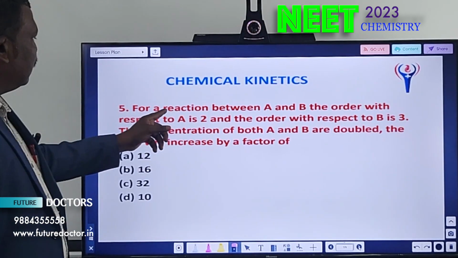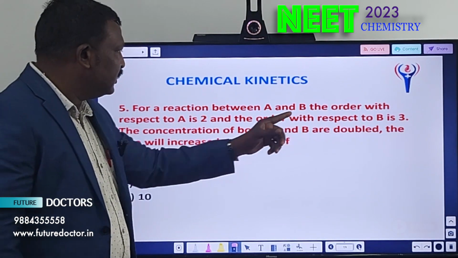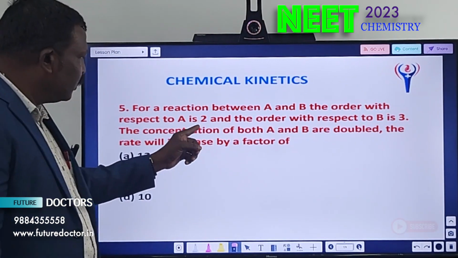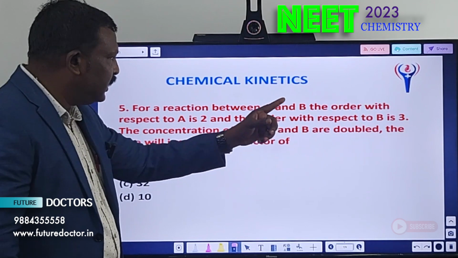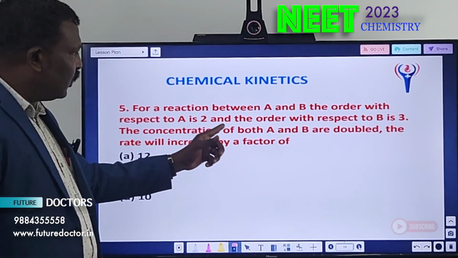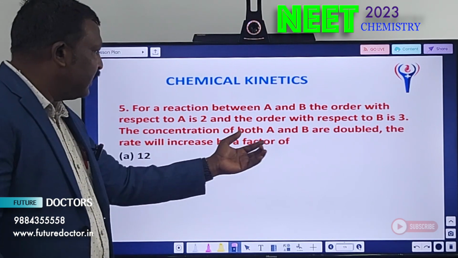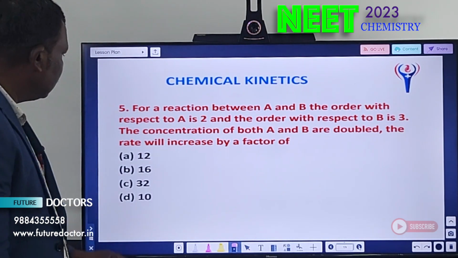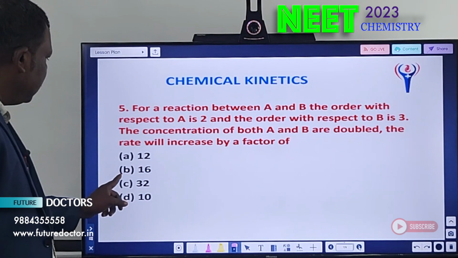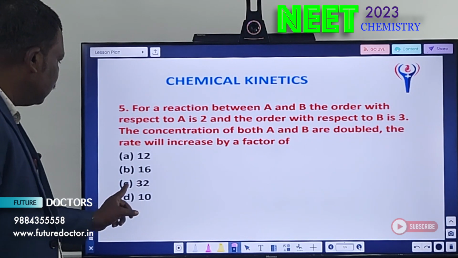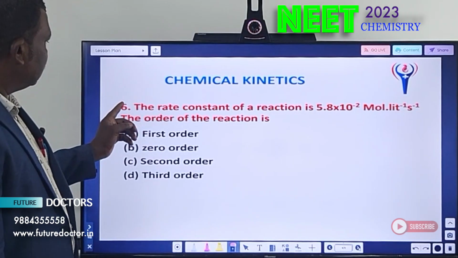Next one. For a reaction between A and B, the order with respect to A is 2 and the order with respect to B is 3. The concentrations of both A and B are doubled. The rate will increase by a factor of dash. That's the question. Option A, 12. Option B, 16. Option C, 32. Option D, 10. Okay, sixth question.